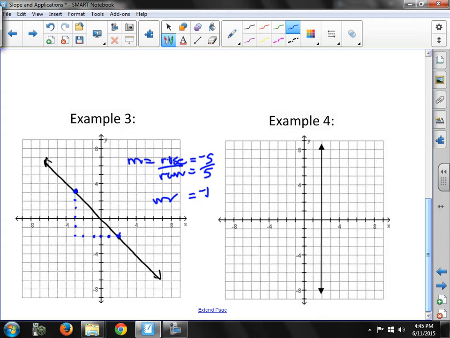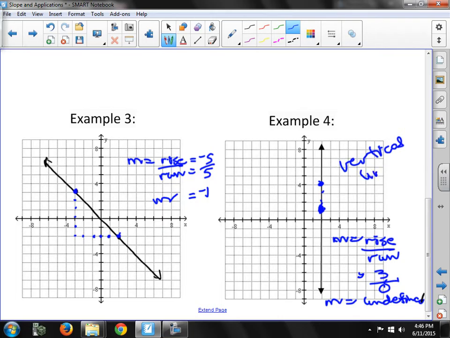Our last example, let's pick 2 points on the graph. Slope is rise over run. To get from this point to this point, I went up 3 units, but I had no run, so my run is 0. 3 divided by 0 is always undefined, so I have a slope that is undefined. And of course, this was because it was a vertical line.